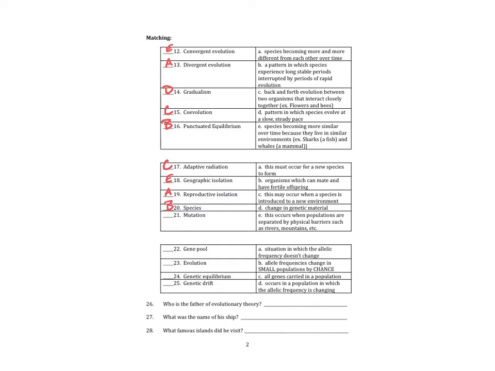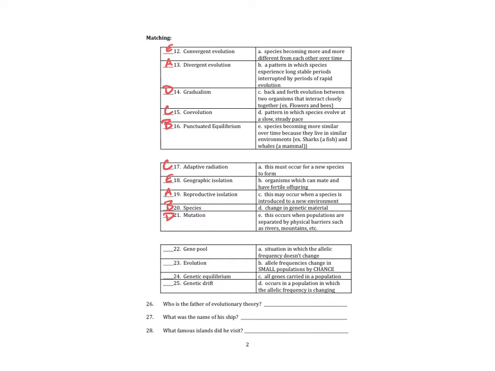And then number 21 is mutation. That's letter D. And that is a change in the genetic material. So anytime a mutation occurs, it just means that the sequence of DNA has changed a little bit. It can change by one letter, it can change by many letters, it can change because chromosomes have new genes that come from other chromosomes, but mutations are just changes in genetic material.